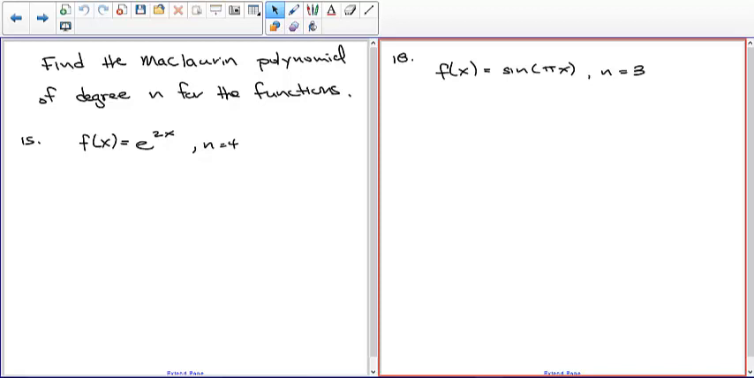Okay, so we're gonna do a few more examples of Maclaurin and Taylor polynomials. These all involve finite length expressions. So all the problems are similar. They give you a function. They ask you to have so many terms of the series.